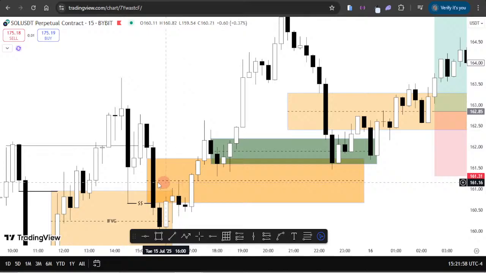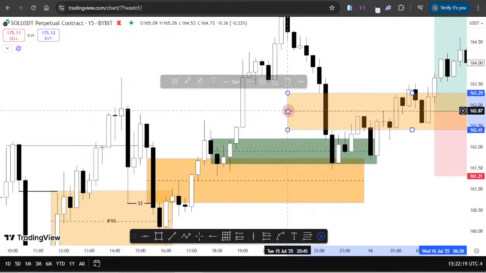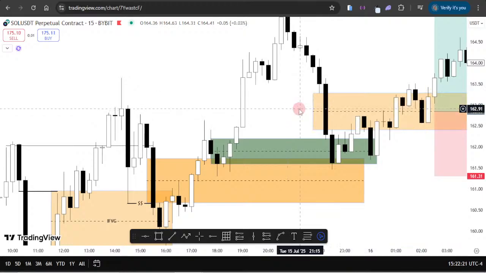inversion fair value gaps, most of the times when you are on the chart you are likely to see inversion fair value gaps. That is how the brain works. The brain wants you to give it something it is going to see at the twinkle of an eye. So that is basically what I trade, inversion fair value gaps.